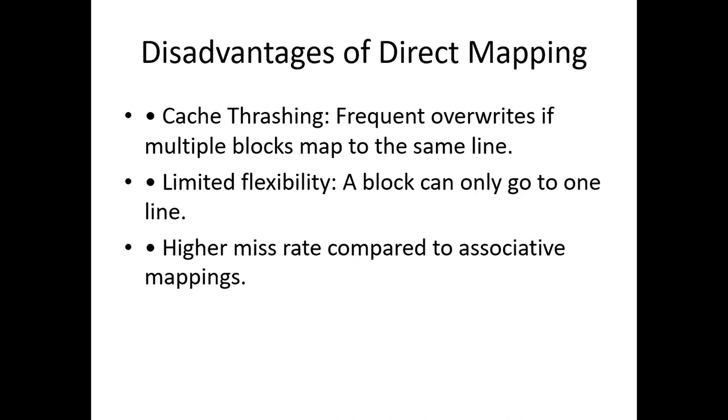Another disadvantage is the limited flexibility, where a memory block can only be placed in one specific line, which means there's no room to manage conflict. And then also, it usually has a lower hit rate or a higher miss rate. Compared to other mapping techniques like fully associative or set associative mapping, direct mapping usually results in more cache misses due to this conflict.